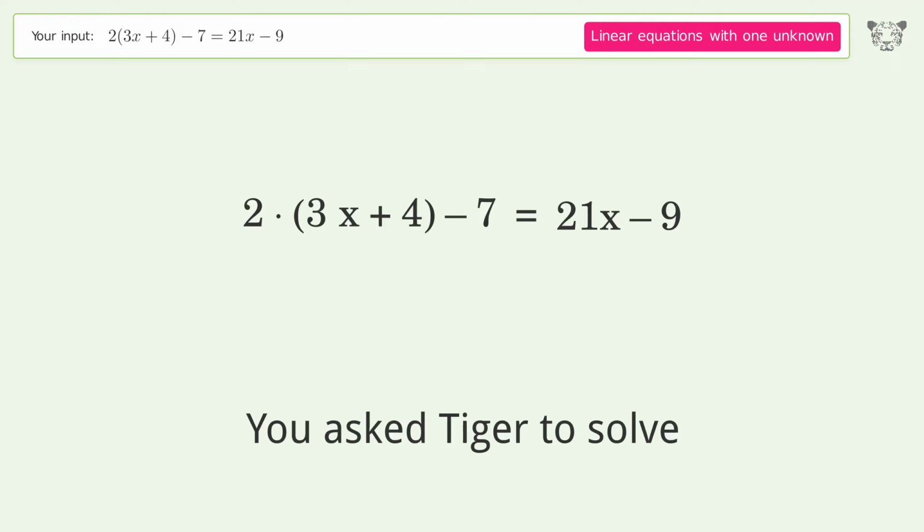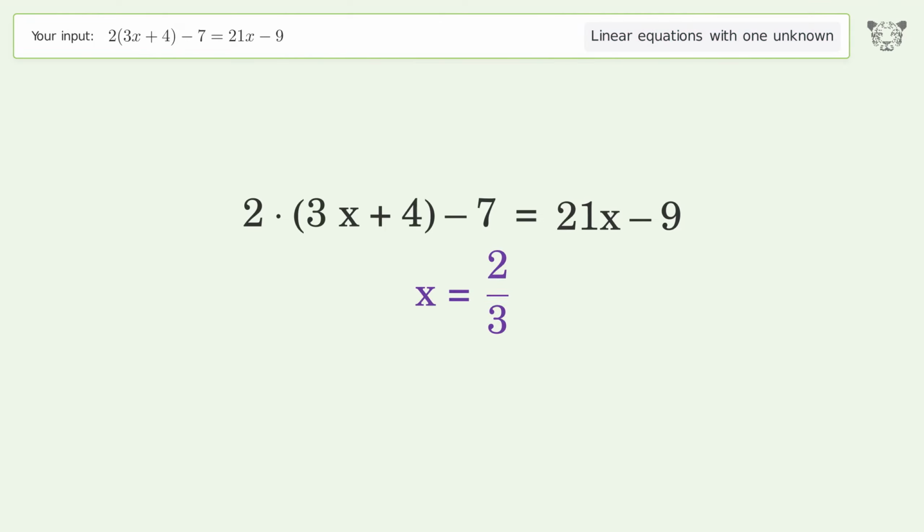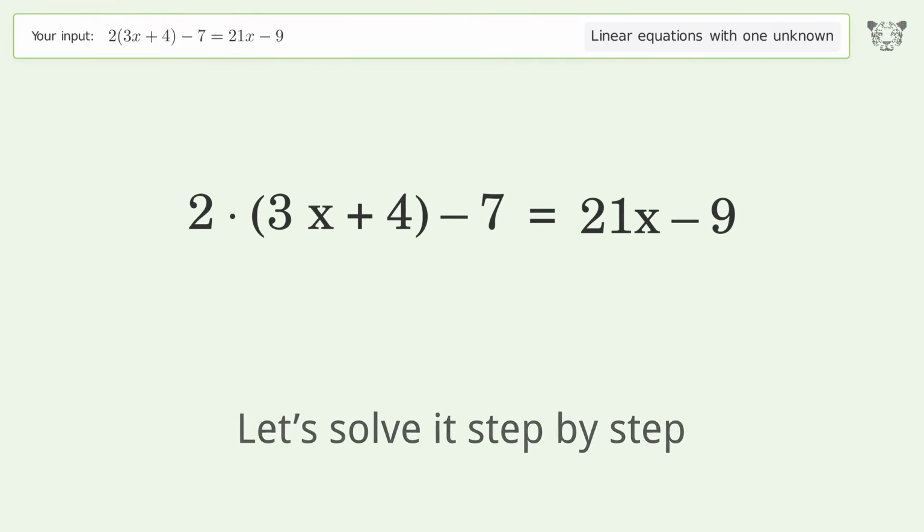You ask Tiger to solve. This deals with linear equations with one unknown. The final result is x equals 2/3. Let's solve it step by step.